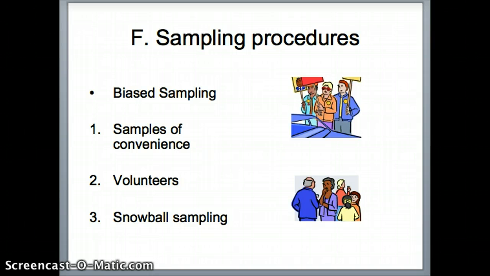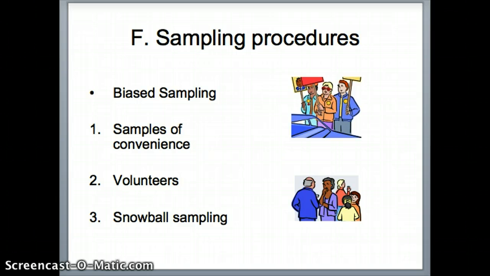Volunteerism is another type of biased sampling. And you can think of this as when you issue a call for volunteers. If you stand outside the library and you ask people to participate if they have time, if you put up a flyer and you ask for volunteers, these are basically people who want to be in the study, who respond to your call to participate. But of course there are problems with that.